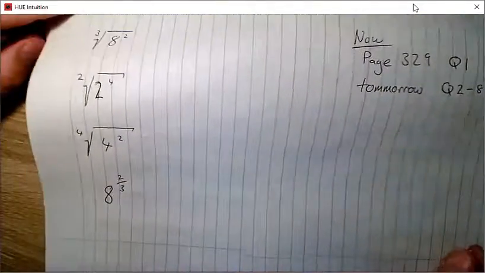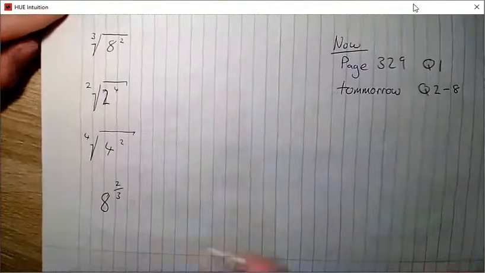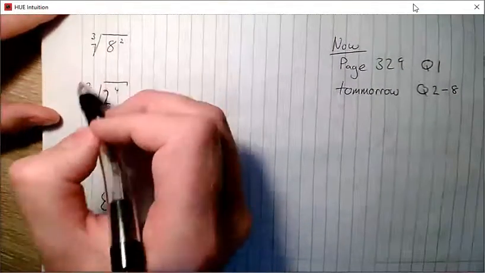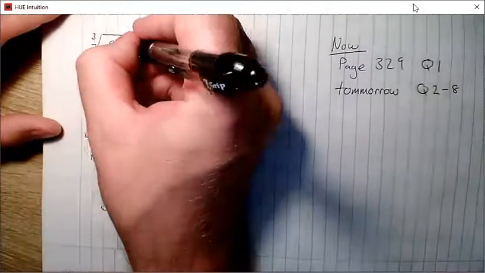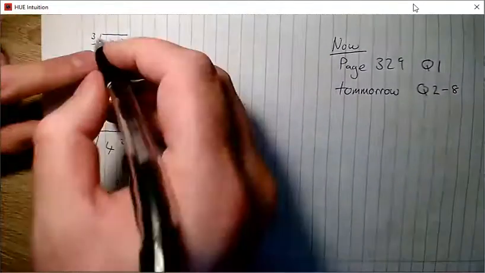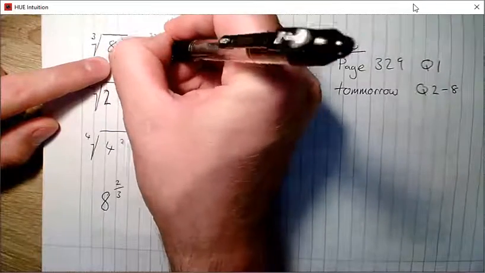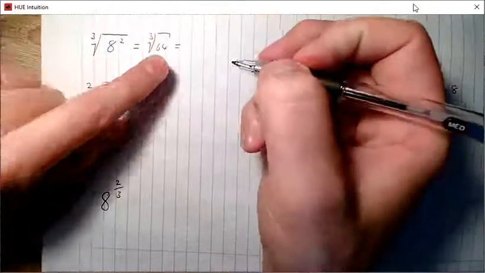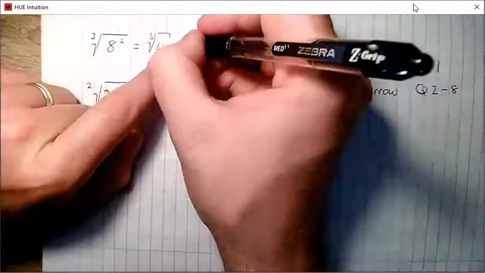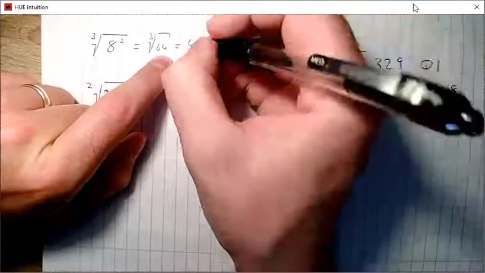Slightly trickier ones that are going to come up later on in the exercise, something like this. The cubed root of 8 squared. So there's a few things I want to do with this. First of all, well, 8 squared is 64. So that's the cubed root of 64. And you might know that 4 by 4 by 4 gives 64. The answer there is 4.